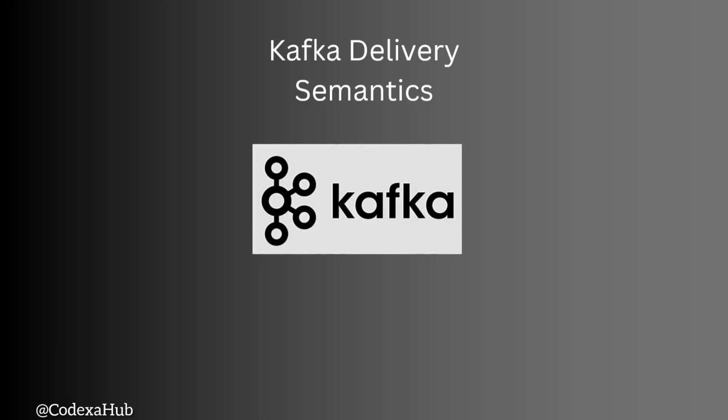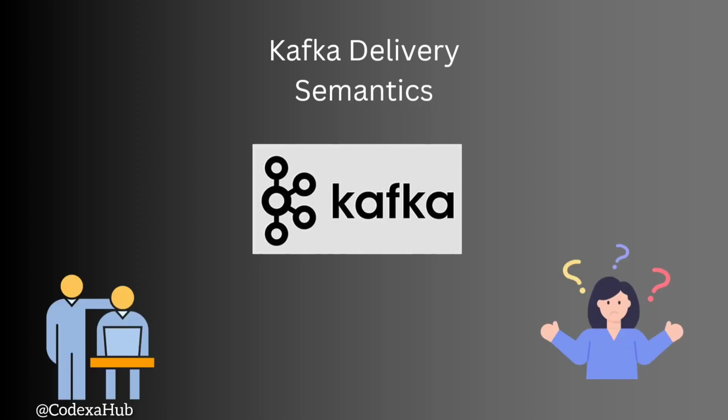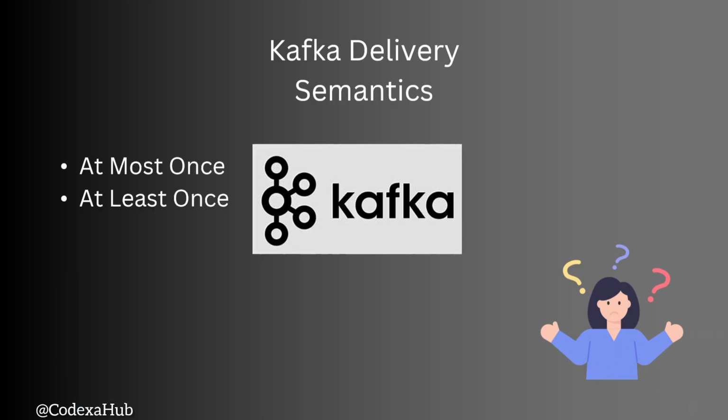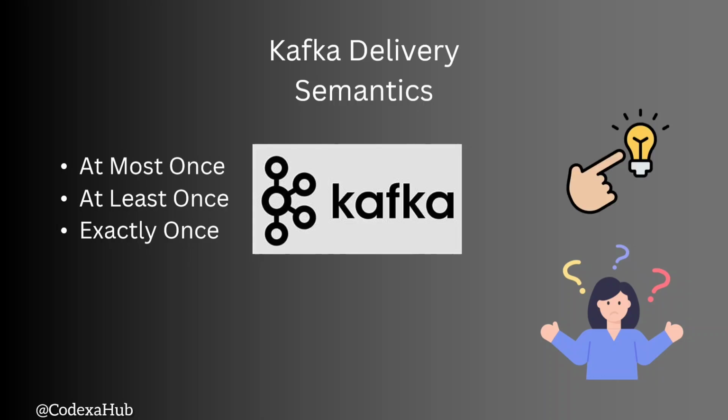If you are working with distributed systems like Kafka, sooner or later you will hear people talking about Kafka delivery semantics. Those mysterious terms like at most once, at least once, and exactly once. In this lecture, we will understand exactly what those terms mean using real life examples. I'll try to explain it in super simple language. So let's get started. Now imagine this.